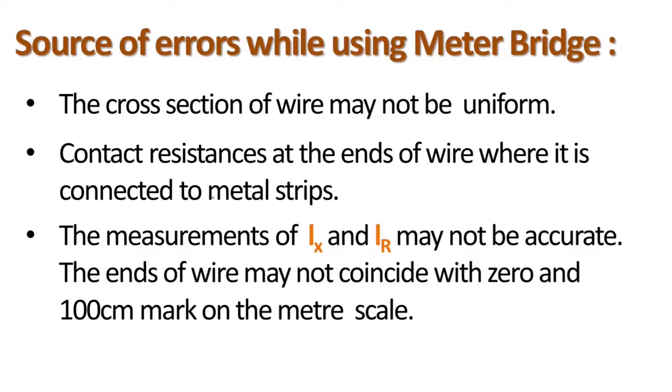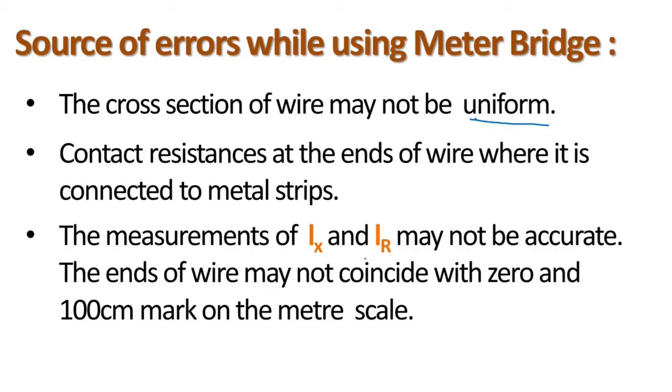Now the sources of errors while using the meter bridge. While doing practicals, we always consider errors and then derive the result. What are the sources of errors? The cross section of wire may not be uniform. Then the contact resistances at the ends of the wire where it is connected to the metal strips, that we are not considering while calculating the value of resistance.